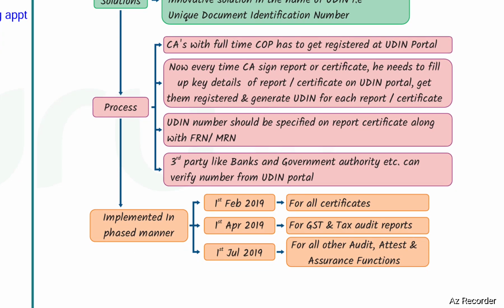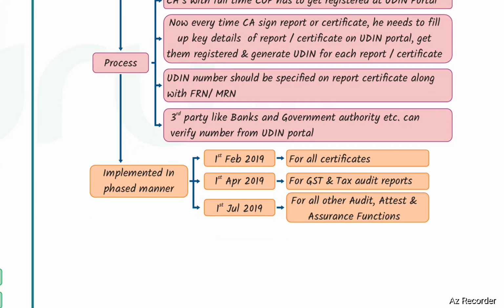Process. A CA with a full-time certificate of practice has to get registered at the UDIN portal. Now for every signed report or certificate, he needs to fill up key details of the report or certificate on the UDIN portal, get them registered and generate a UDIN for each report or certificate. The UDIN should be specified on the report or certificate along with FRN or MRN, firm registration number and membership registration number. Third parties like banks and government authorities can verify the number from the UDIN portal.